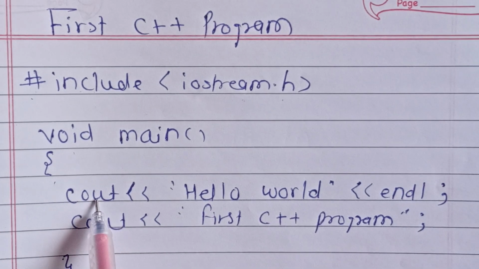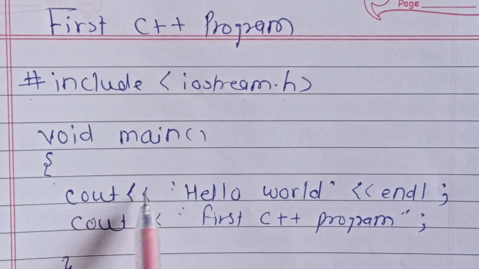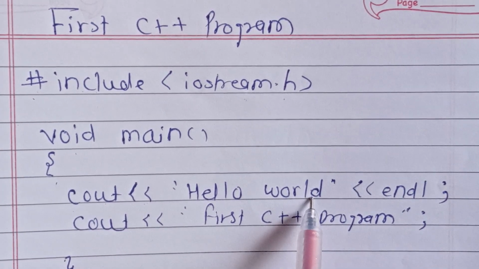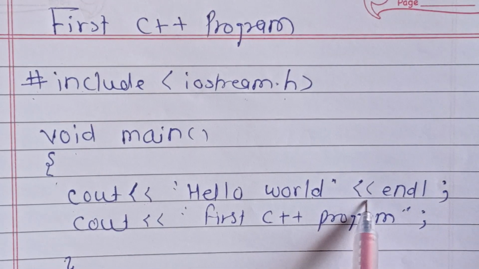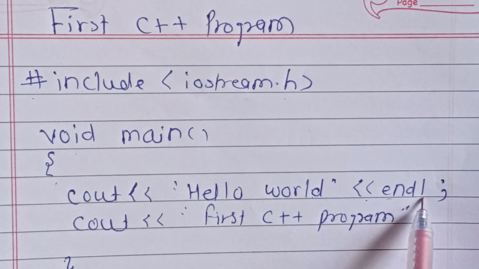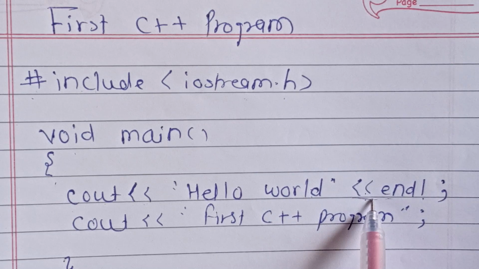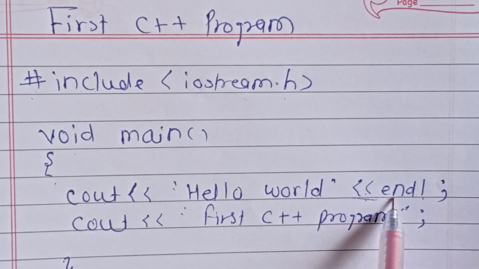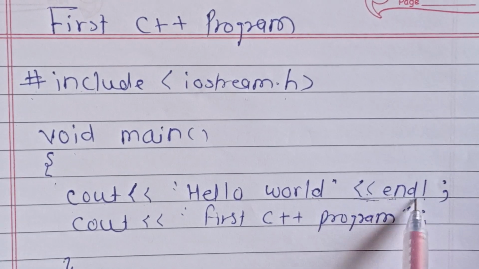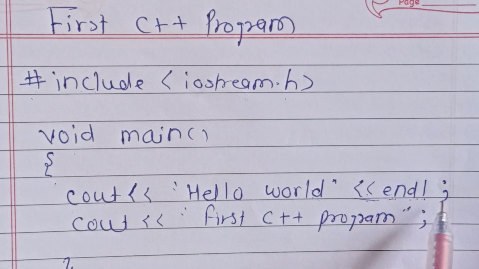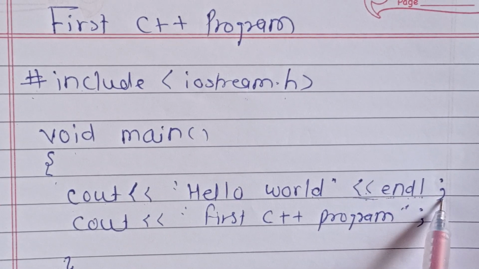So how to write that? cout. Okay, cout, then two less than operators, in double quotes hello world. Then again I want to take the cursor to the next line now. So what will I do? I'll again write these operators to separate the two statements. Then I'll write endl. So this is used to take the cursor to the next line. Then don't forget to give a semicolon.